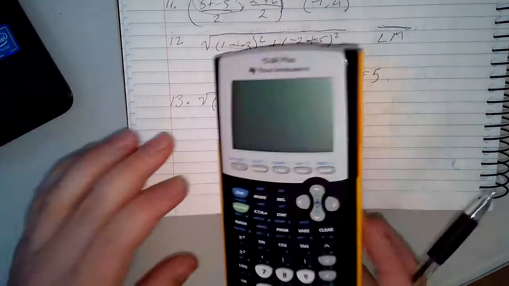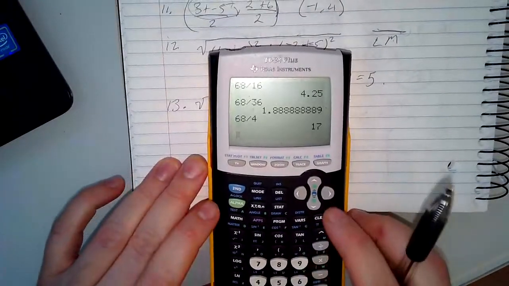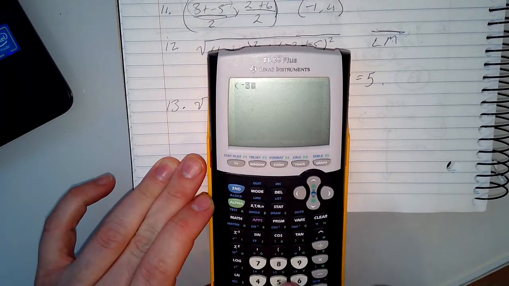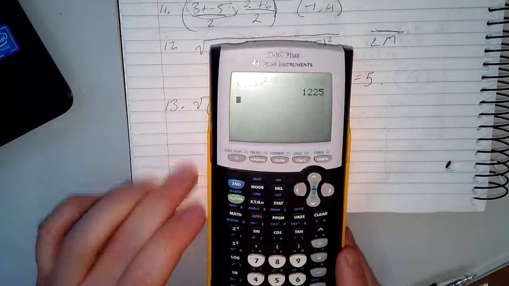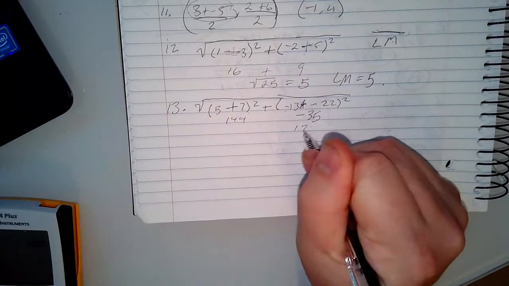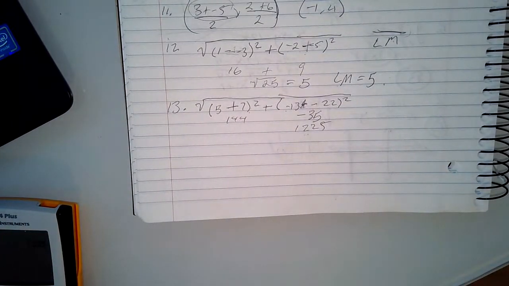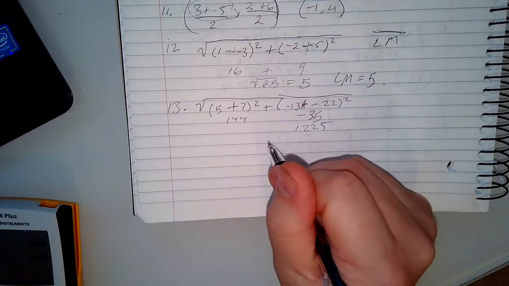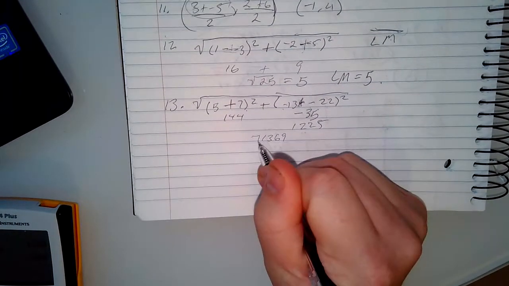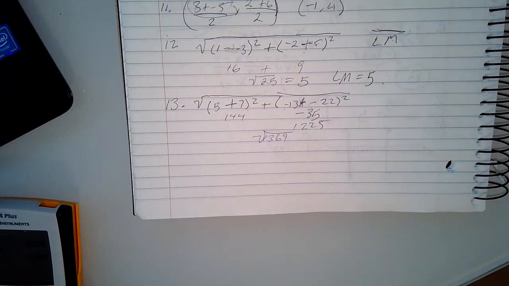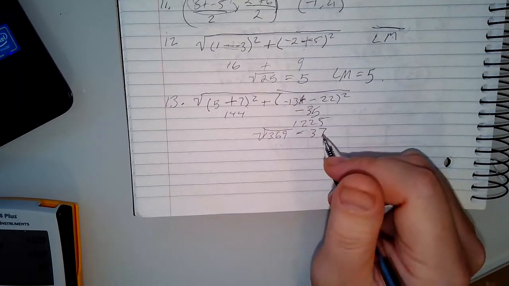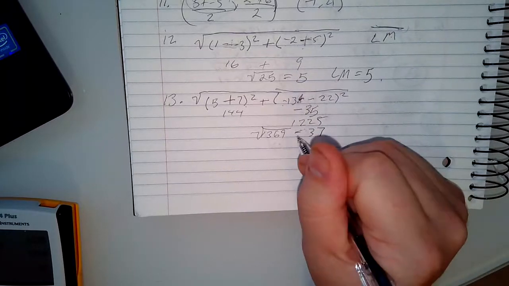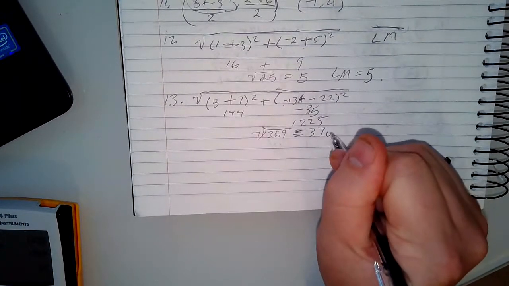And don't forget, let me make sure you can see this. Don't forget, whenever we have a negative value, we always wrap it in parentheses. So it's negative 35 in parentheses squared, which is 1225. Add them together, and I get 1369. Is that a perfect square? Yes, it is. So it equals 37. That's all we say, it equals 37 units.